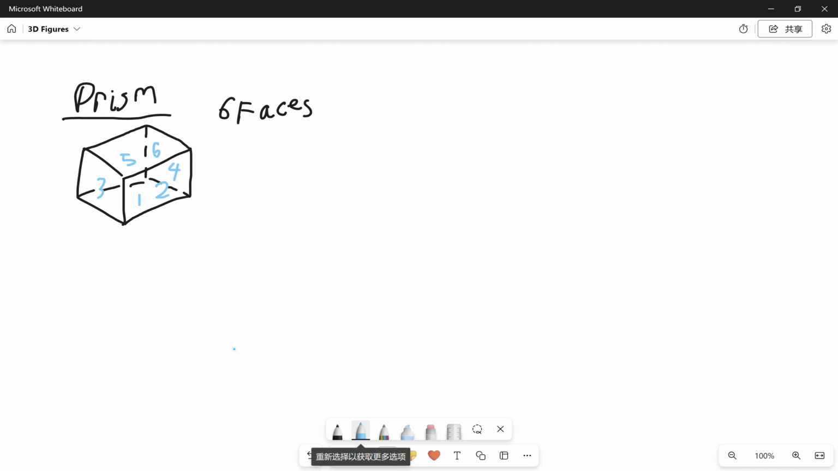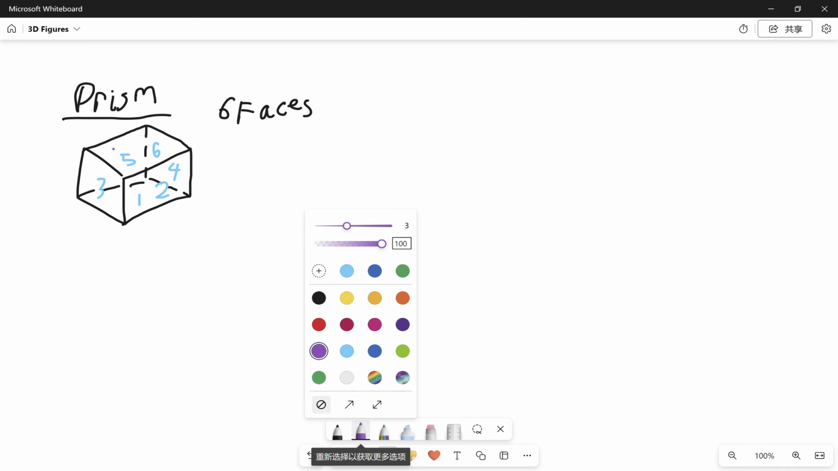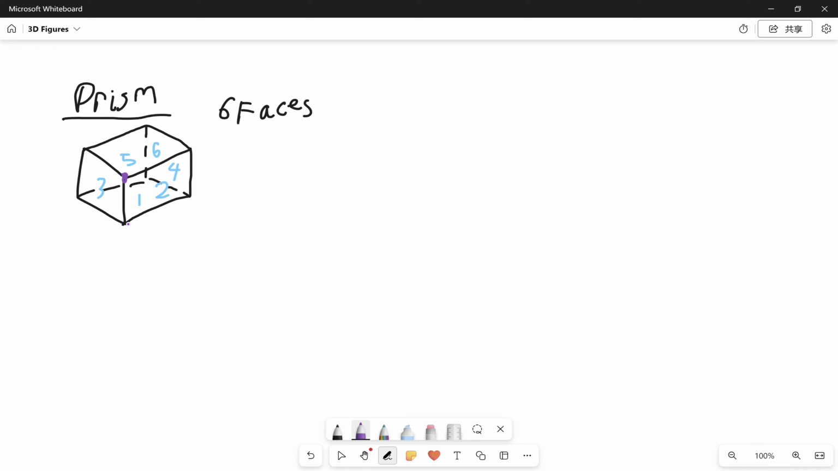Now, how many vertices are there? Okay, there's 1 vertex, 2 vertices, 3 vertices, 4 vertices, 5, 6, 7, 8. So we have 8 vertices.